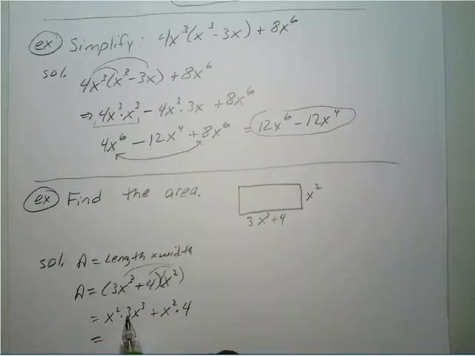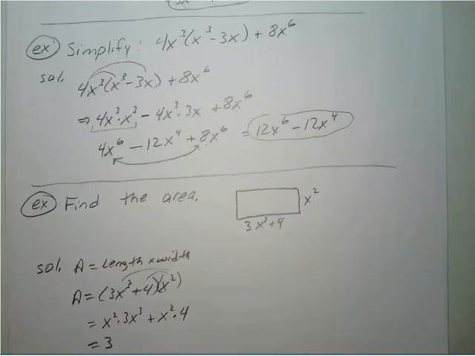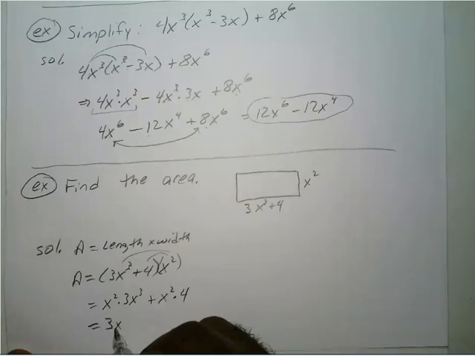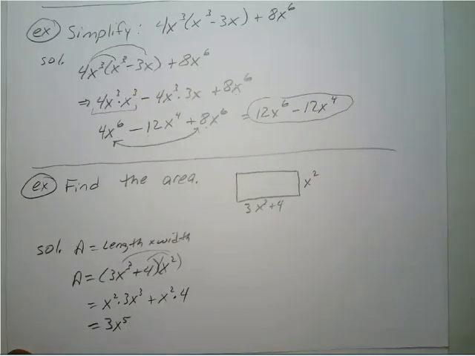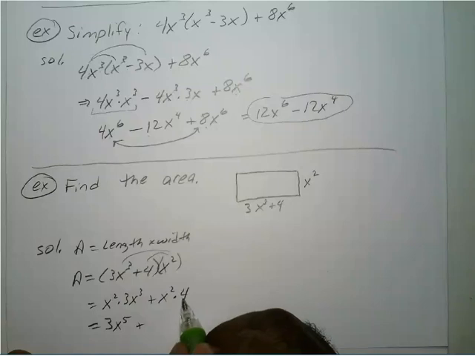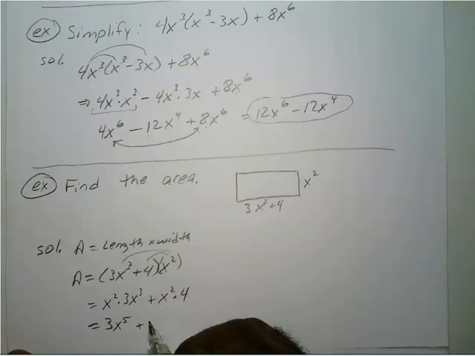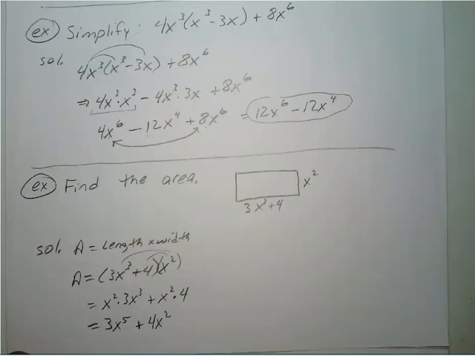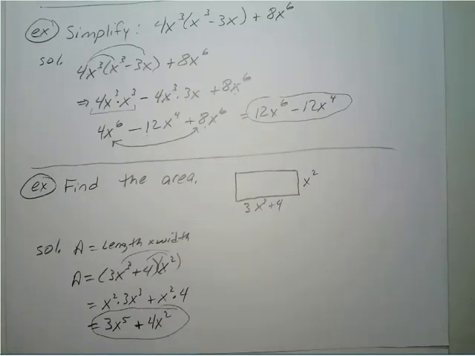Okay, so you have 3, and that's the only number there, so we're just going to bring that down. x squared times x to the third is x to the fifth power plus 4 times x squared is just 4x squared. And those two variables and exponents are not the same, so you can't add them together. Okay, so that is your final answer.